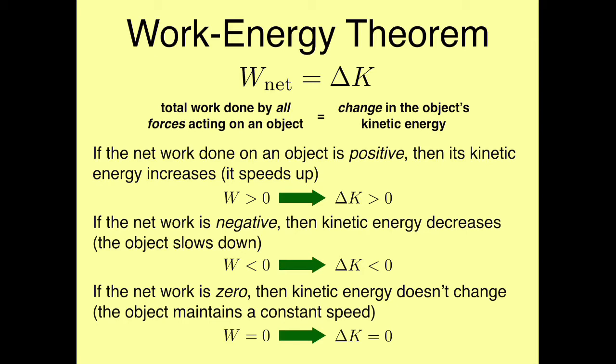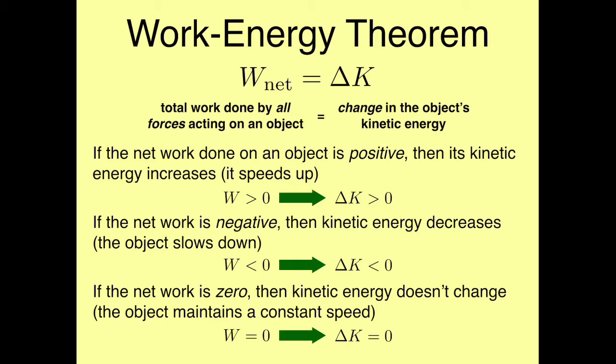On the other hand, if the work is negative, then kinetic energy is automatically going to be decreasing. In other words, negative values of W automatically imply negative delta K. Again, this should make sense. When work is negative, if you remember, this means the force is going against the motion. If you apply a force against an object's motion, you do expect that it's going to slow down.